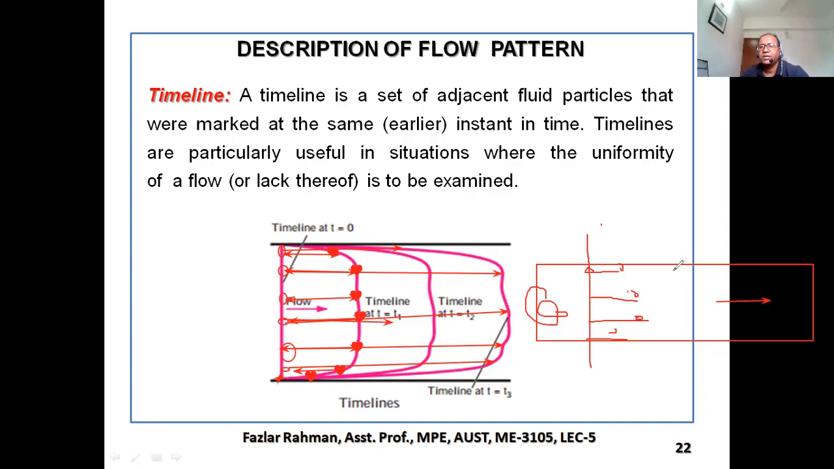But if they travel almost the same distance in the same amount of time, you can say your flow is uniform. So that means in this region the flow is uniform, but in this region the flow is not uniform. So you can figure out where the flow is uniform and where it is not uniform. Okay.